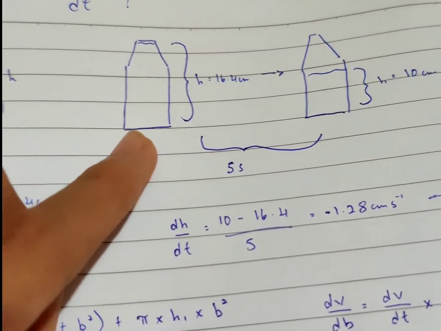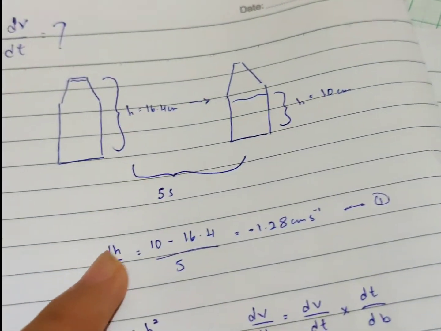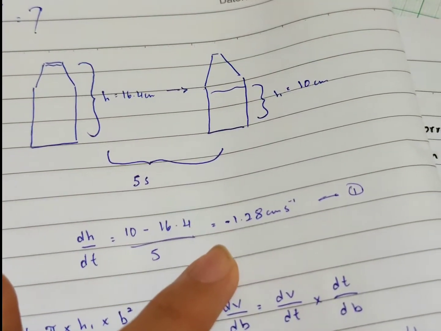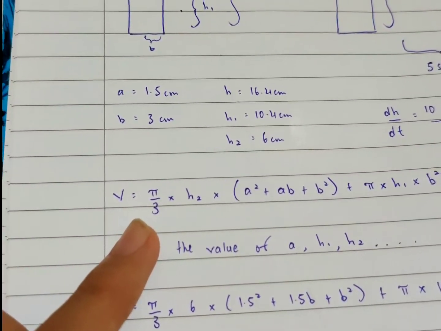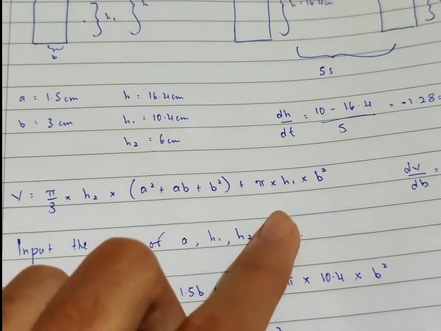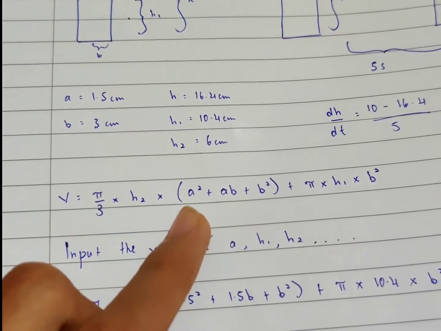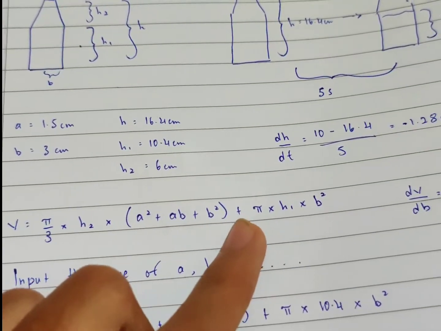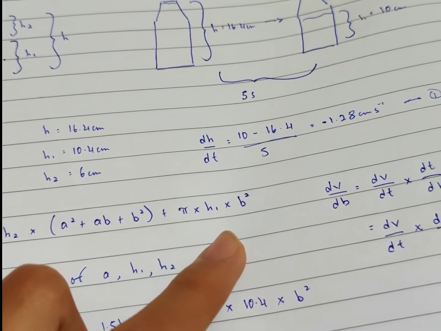So first it has 16.4 and then it has 10 centimeter left, in 5 seconds. So we got the dH/dt is negative 1.28 centimeter over second. So this is the volume formula for the bottle: pi over 3 multiplied with H2 multiplied in bracket a power of 2 plus ab plus b power of 2 close the bracket, plus pi multiplied with H1 and multiplied with b power of 2.